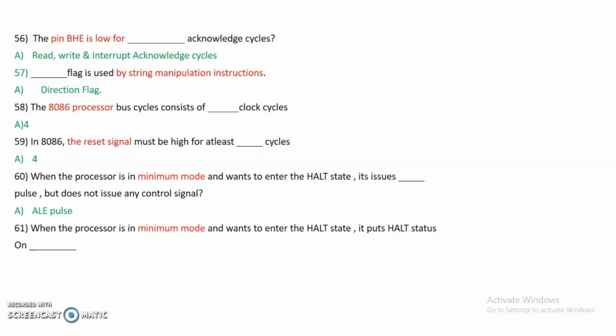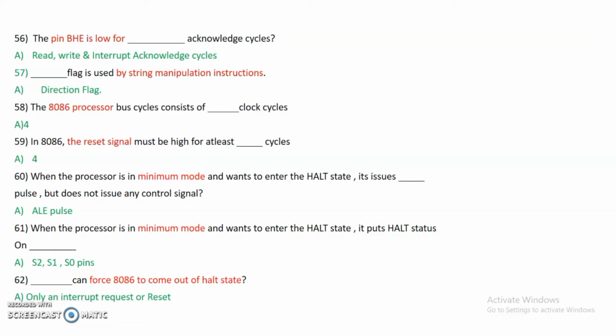Bit number 61. When the processor is in minimum mode and wants to enter the HALT state, it puts the HALT status on dash. So basically if the microprocessor is in the minimum mode and wants to enter the HALT state, it will put the HALT status on the bits S2, S1 and S0. S2, S1, S0 are the status pins, which help us know whether the microprocessor is in HALT state or resume state. So if you want to enter the HALT state, you must depend upon these status bits S2, S1 and S0.